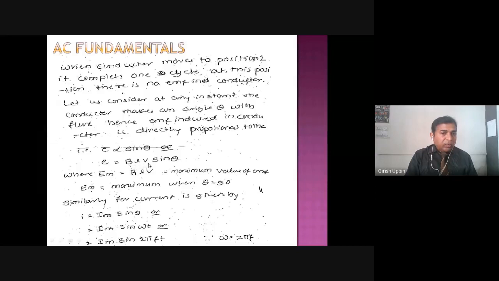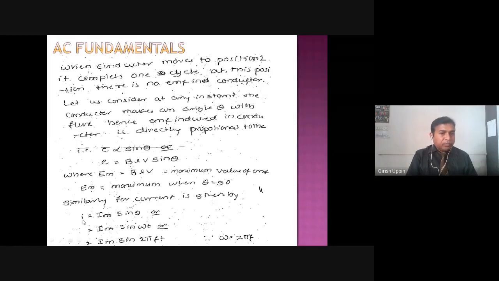And this BLV is nothing but the Em, that is the peak value. Therefore, you can write the equation e = Em sin θ. All alternating quantities are represented in the form e = Em sin θ, where Em is the maximum value, and in this particular case it is equal to B into L into v. Similarly, any alternating quantity can be represented as a sine function. This is the induced EMF.